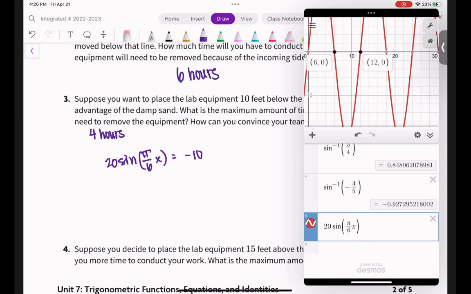So when I start solving this, you're still going to SOH-CAH-TOA map this, right? Do you see how I want to get rid of that 20 first? Because I want to peel off all these layers to get to x. So yeah, you're going to divide by 20 here. That's not new information, Miss Johnson. You're right, it's not. So then we get sine of pi over 6x equals -1/2.